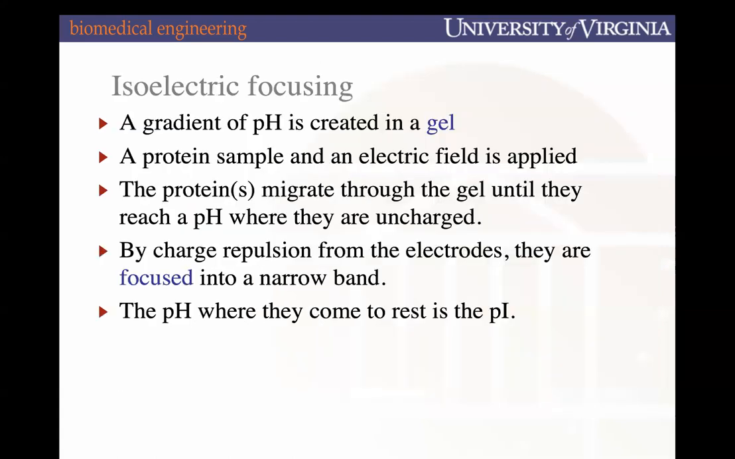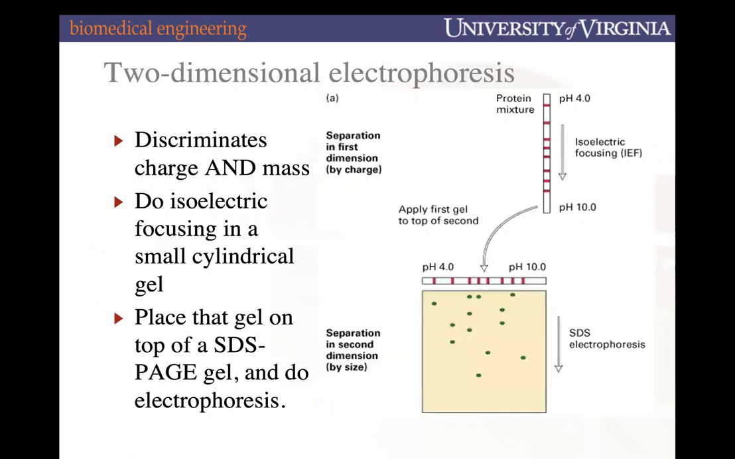So there's a way to combine isoelectric focusing with SDS-PAGE, and we typically call that 2D electrophoresis. It enables us to separate by both charge and by mass. What we'll first do is isoelectric focusing in a small cylindrical gel that separates them based on their charge. Then you'll take that protein mixture separated by charge and lay it on top of an acrylamide gel and do SDS-PAGE.